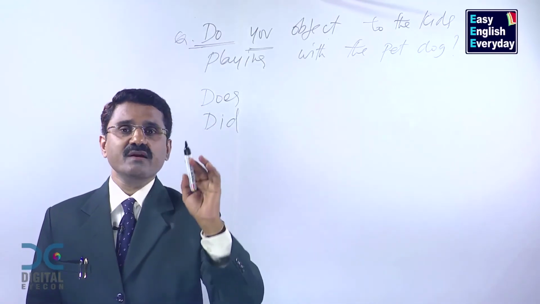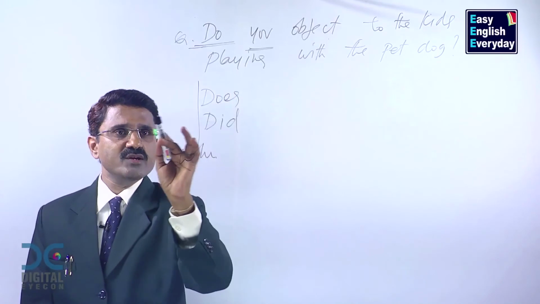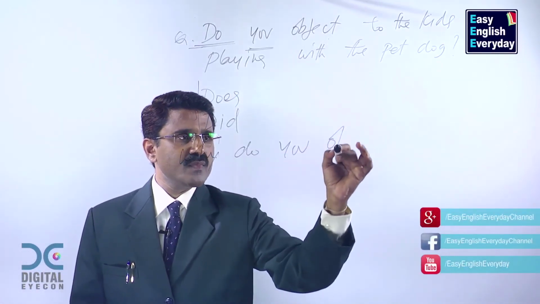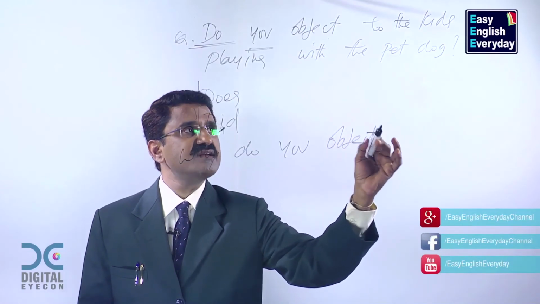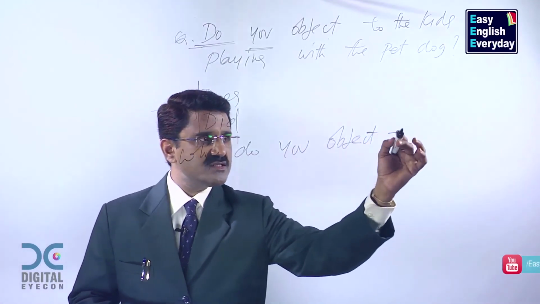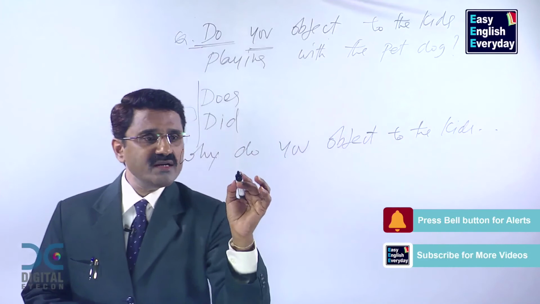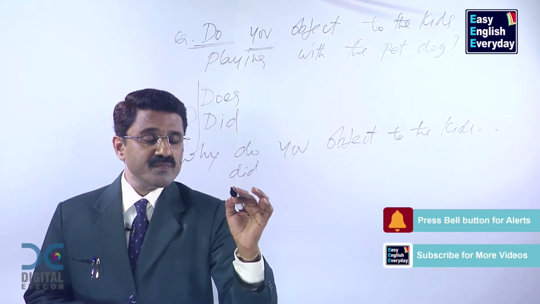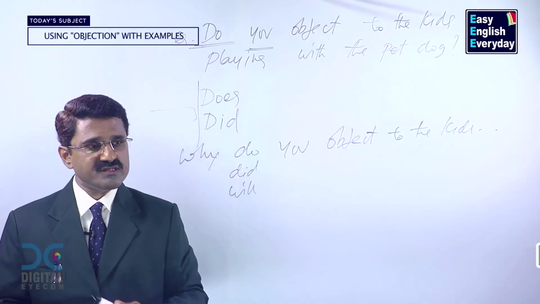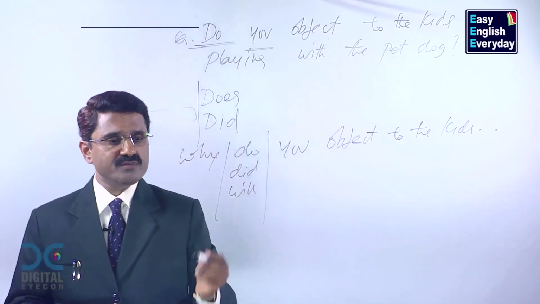Now, if you want to make a WH question, it's very simple. Just add the WH word in this zone. Why do you object? Why do you object to the kids playing with the dog? Let them play. Why did you object? Past tense. Why will you object? Future tense. Why should I object? Future tense. So you can use with past, present and future forms.